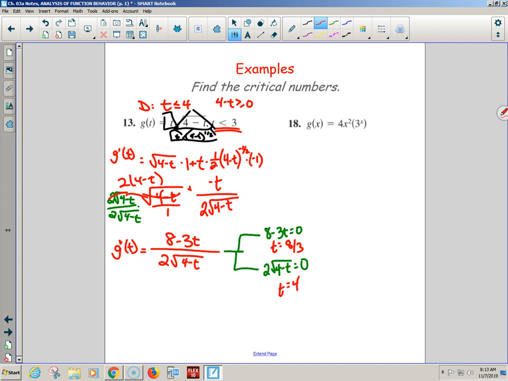Okay, critical numbers. Whew, I found them. This guy would be my 0 category, and this guy would be my does-not-exist category, right? So, those are my 2 critical numbers.